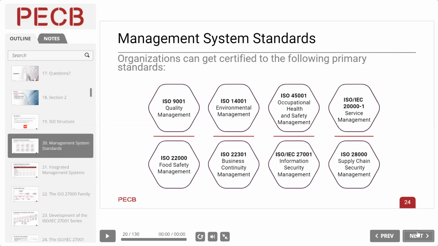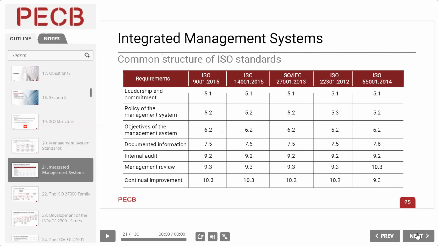And then, as I said, what we're looking at today is 27001. And then there's supply chain security management, 28000. These are all management systems, and there are still others. And as we go along, I'll break down what we mean by a management system.